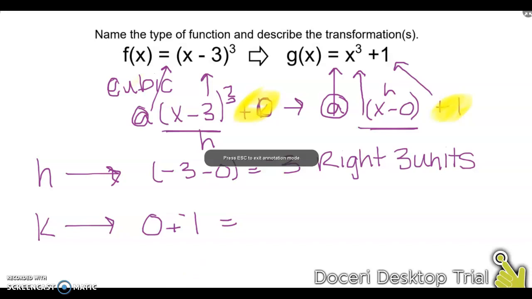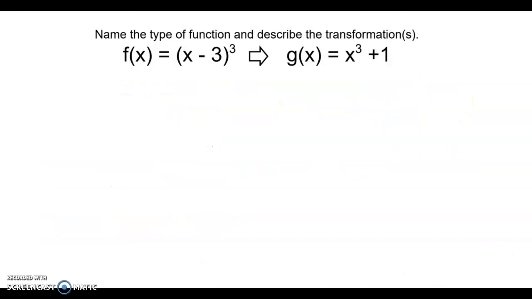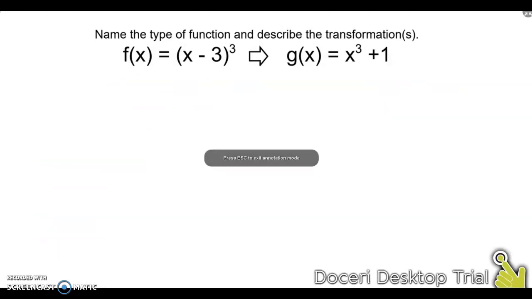Hold on, my thing's glitching. Okay, maybe I got it fixed.